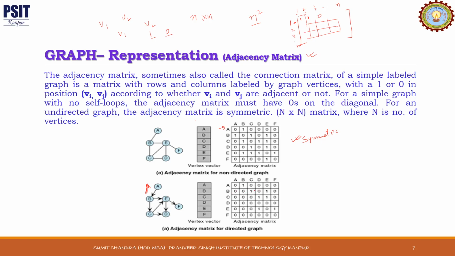From b to c we are having an edge. From b to e we are having an edge. Similarly, if you come to c, from c to a, b, c we have no edge, from c to d we are having an edge, and from c to e we are having an edge. In a similar way, we can construct this matrix also. So this is one type of representation of a graph using an adjacency matrix.